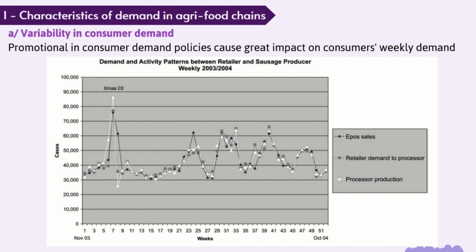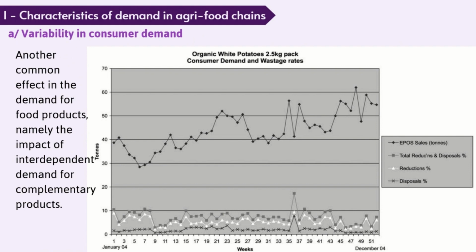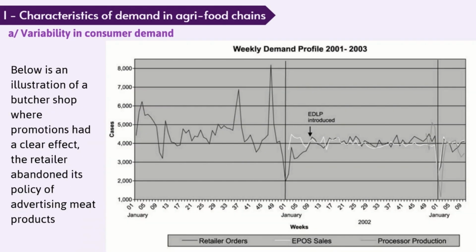An example is given in Figure 2, which shows the demand pattern for resources. The high peak around week 8, while the peaks at weeks 24, 30, 40, and 49 were related to retailer promotional activities. Figure 3 shows the demand for a 2.5 kilogram pack of organic white potatoes. This was largely because the demand for organic potatoes was affected by the demand for all types of potatoes. The chart in Figure 4 shows the pattern of demand for pork chops over a 2-year period.